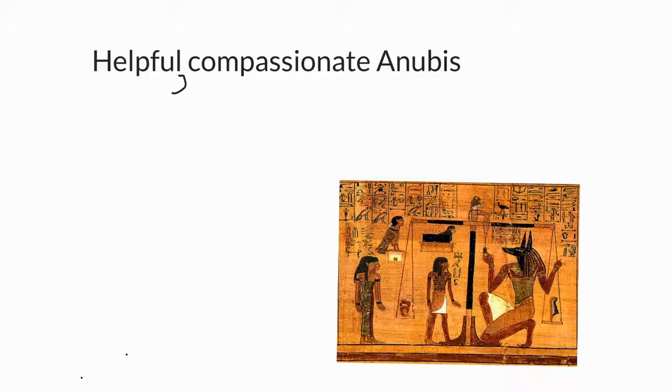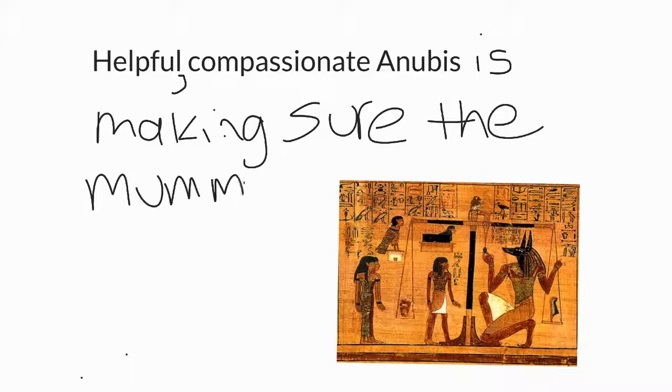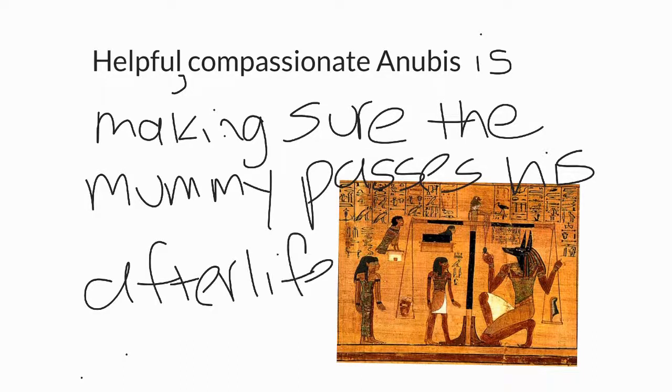So helpful, compassionate Anubis is making sure a mummy passes his afterlife test. And that is how you add adjectives to the front of a noun and separate them with commas.